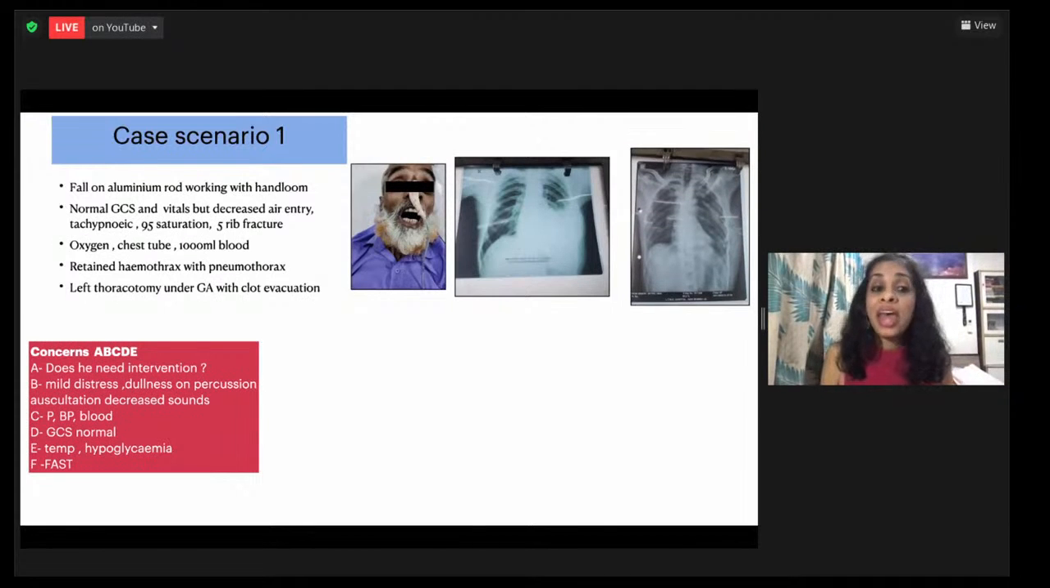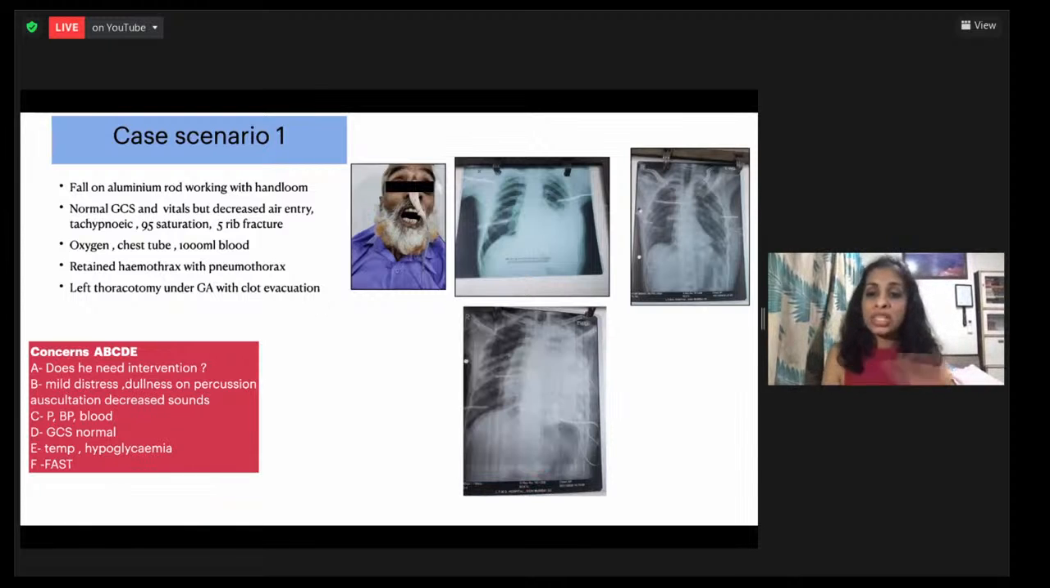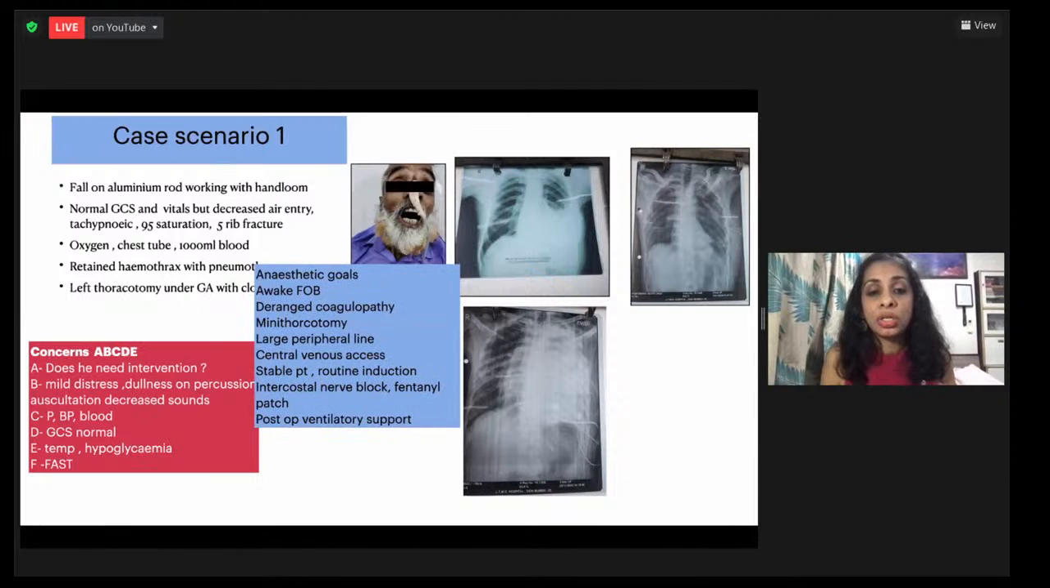But what happened then was he came back again gasping. This was an X-ray after treatment. Now he came back again gasping in 2 days, and we saw a whiteout shadow. He had a retained hemothorax and pneumothorax on the CT scan. He needed to be resuscitated with blood and blood products, everything, and it was decided that we do a left thoracotomy under GA with clot evacuation.